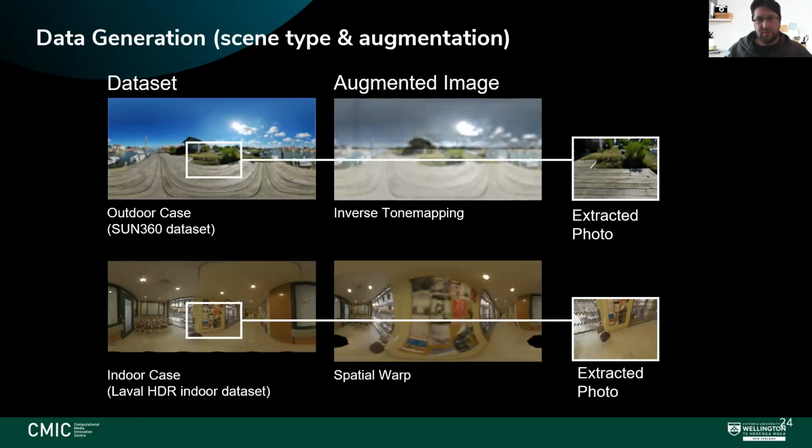For indoor, we're going to extract a photograph. And now, for the neural network, it needs an input and output pair, the input being the photograph, the output being the panorama. So here is the input photograph for the outdoor case, and the output is this augmented, inverse tone mapped outdoor panorama. And for the indoor case, we've cropped out the photograph at this position, and then we've done the spatial warping to get the correct 360 lighting at that position in which we've cropped. So it's next to that chair there.